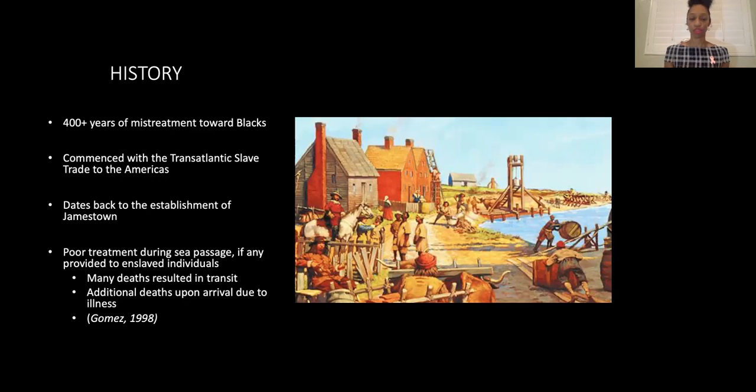These poor treatments during the sea passages provided death for hundreds of thousands of slaves. And many of those deaths obviously were due to the health conditions on board and the cramped spaces. And then when they arrived, additional deaths resulted because of untreated illnesses and disease, starvation, dehydration, and a litany of other diseases that were on board that a lot of these people hadn't been exposed to in their home countries.